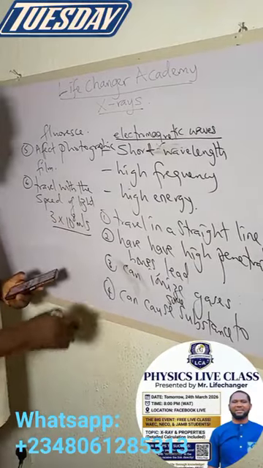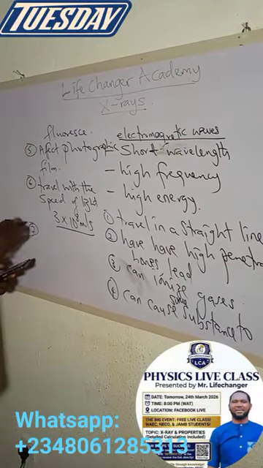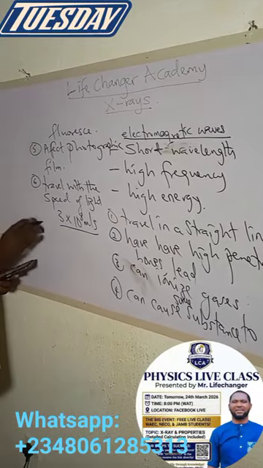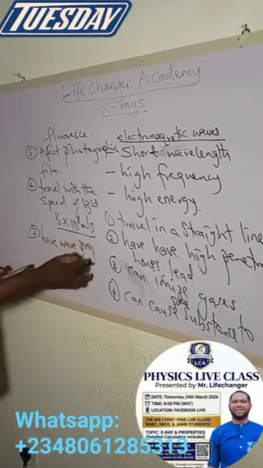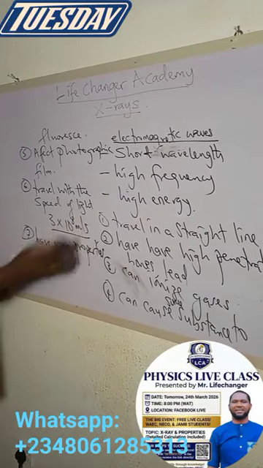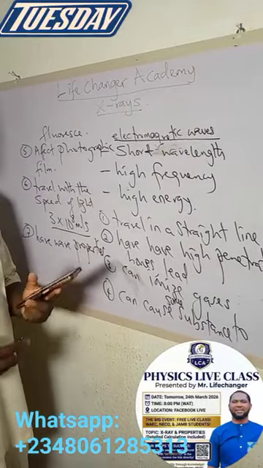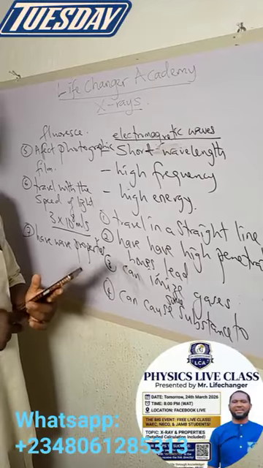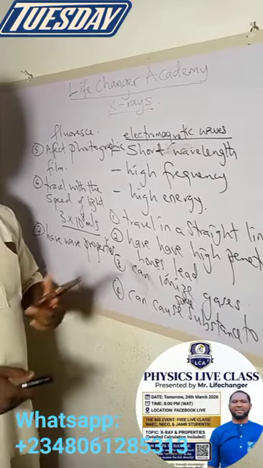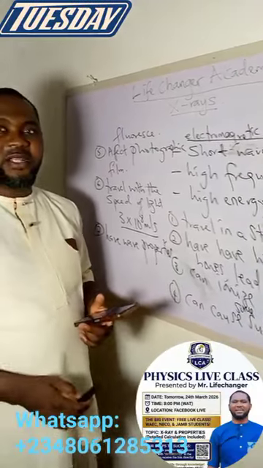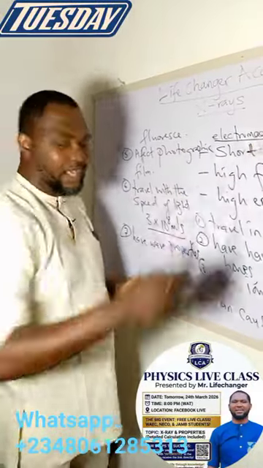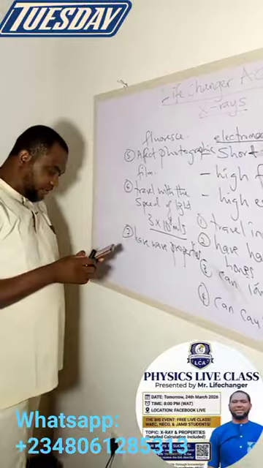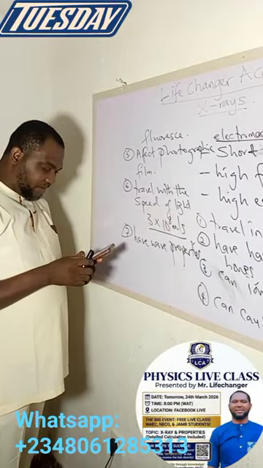Kindly note that. Another property of X-ray is that they have wave properties. When we say wave property, it means that they can exhibit reflection, refraction, diffraction, and all of that. Why? Because it is an electromagnetic wave. X-ray is a wave. Very, very important.